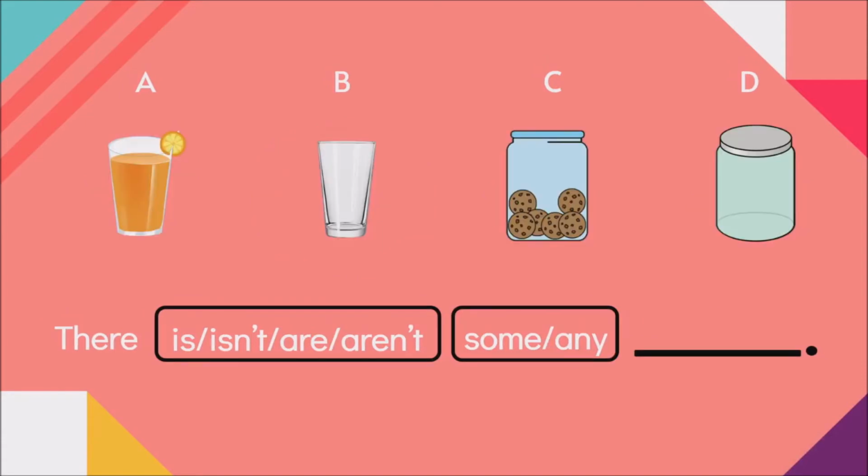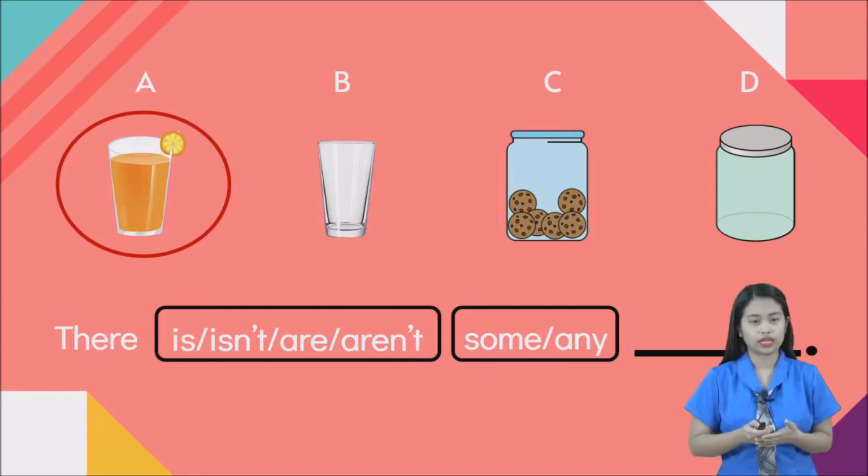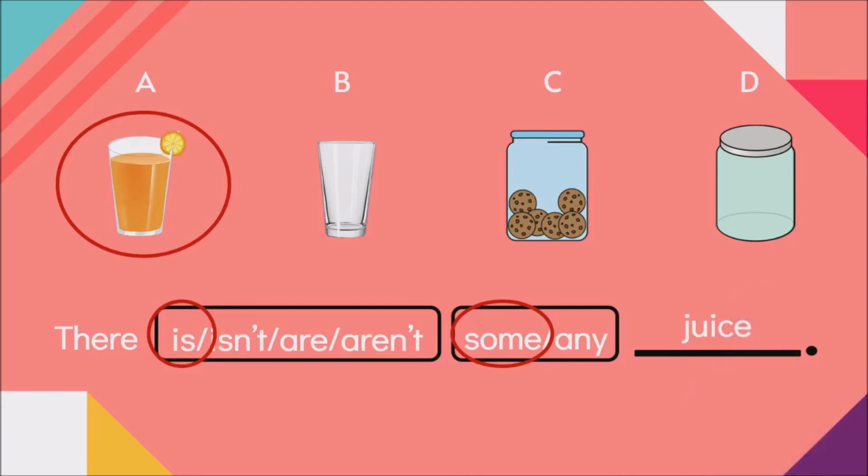Next, number 2. So we are going to choose an object. Here we are going to use the letter A. So there is, isn't, are, or aren't. As you can see, the orange juice is a non-count noun. So we are going to use is. And we are going to use some because it is juice. There is some juice. Again, there is some juice. Next one.